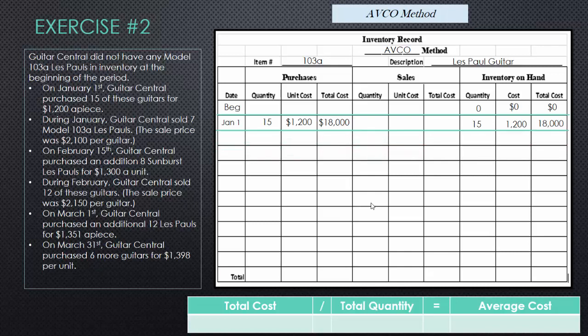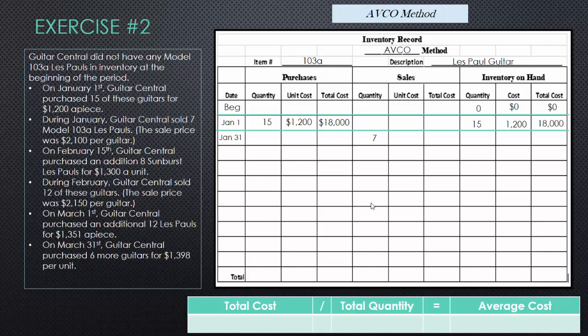During January, we sold 7 of these, and the sales price was $2,100 per guitar. You can track your sales at the end of the month for each item. Instead of every time we sold a guitar, we're just going to wait till the end of January and put them all on the books at once. So on January 31st, we are selling 7 guitars.